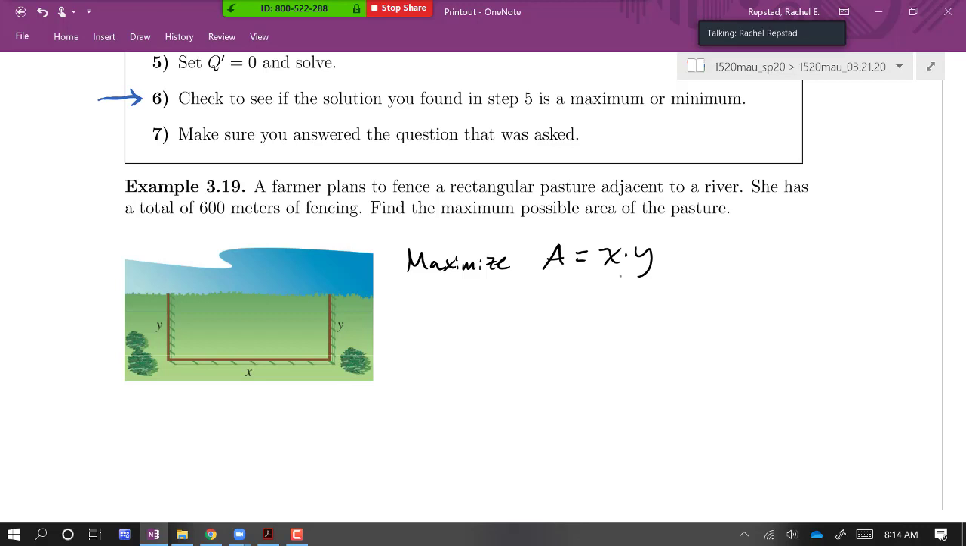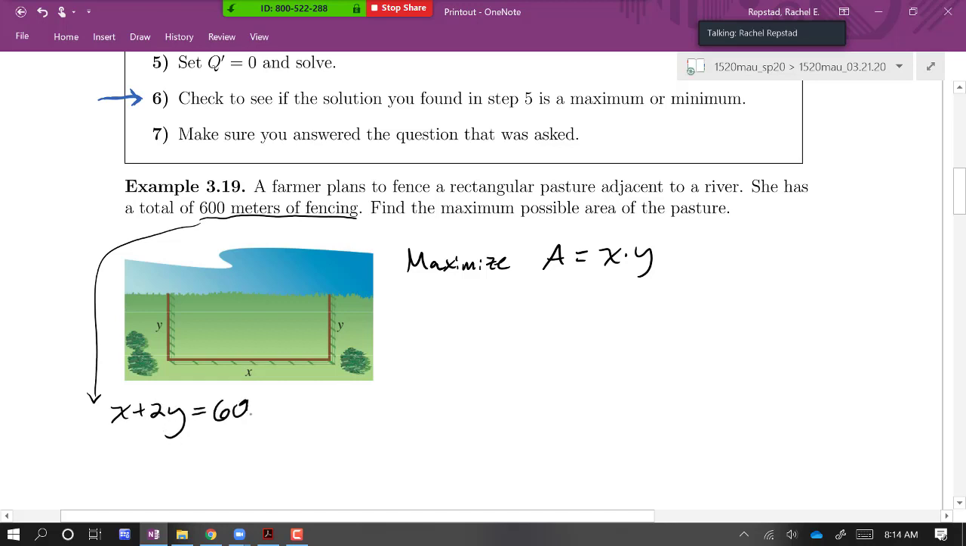What we're going to do to get rid of one of those variables is use this constraint that she has 600 meters of fencing available. So this perimeter is 600 meters, or the three sides, rather, add up to 600 meters. So that's x plus 2y equals 600. I can use that relationship between x and y to eliminate one of the variables. The easiest way, I think, is to figure out what x is as a function of y. So x is 600 minus 2y.